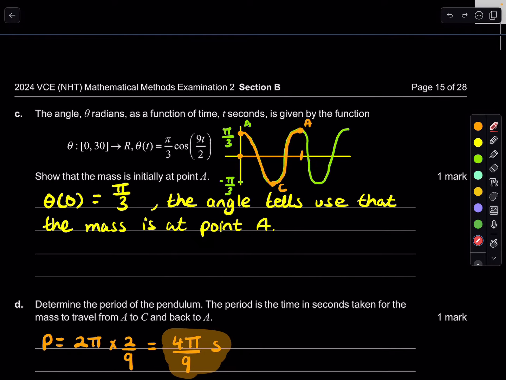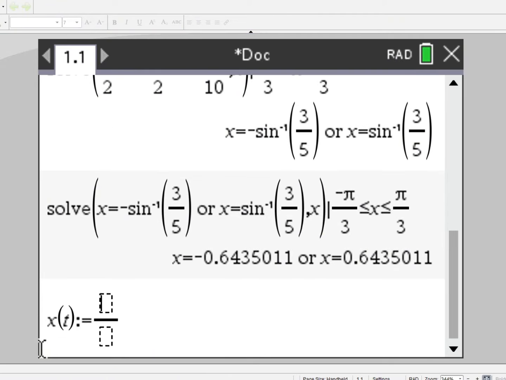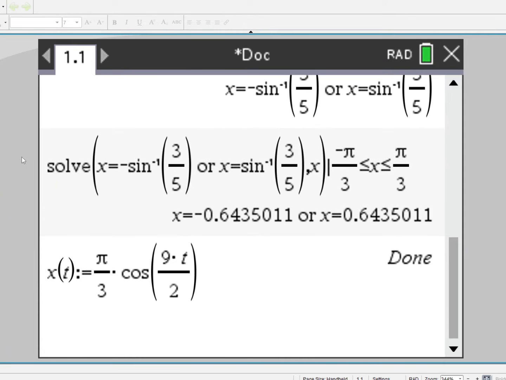So let's do that. Let's go back to our CAS and graph it, of course. I'm going to define it. Because our angle is known as x, I'm going to call it x of t is pi on 3 times cosine of 9 times t divided by 2. Beautiful. So graph this.